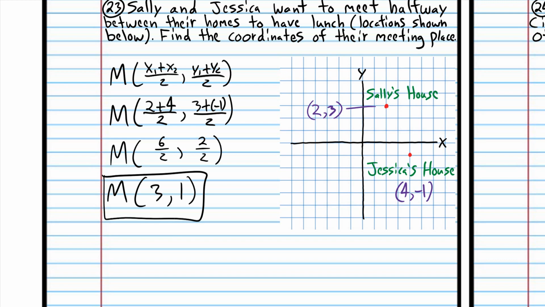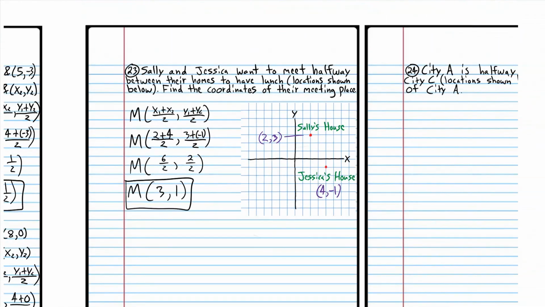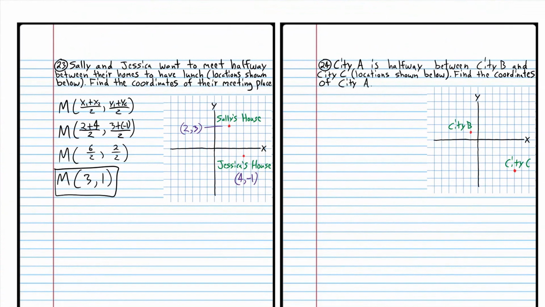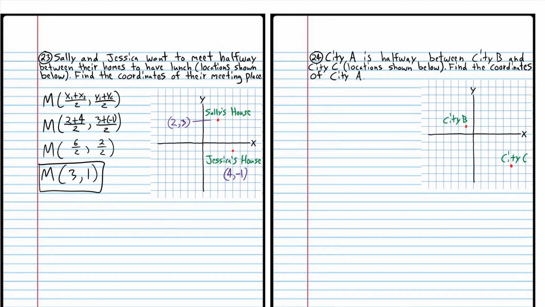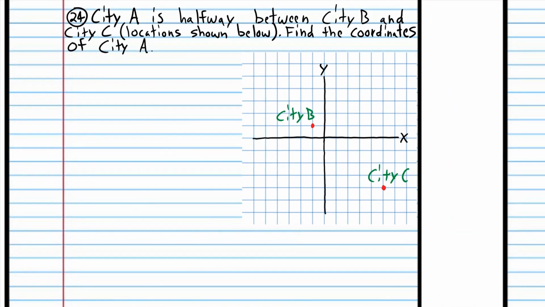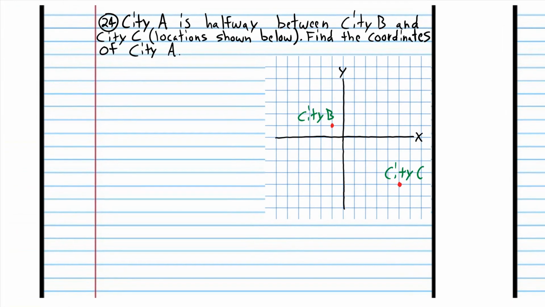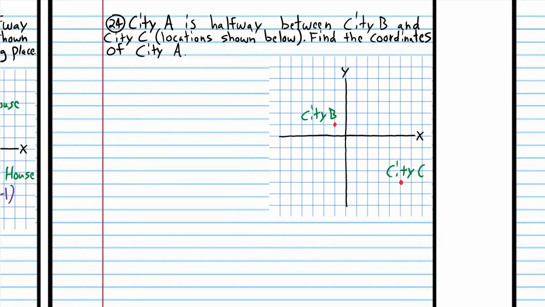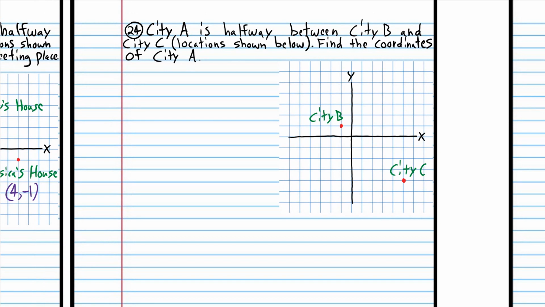So that would be about 1, 2, 3. That would be about here. That makes sense. Should be about halfway between. So as you can see, it's pretty easy. The only difference is you're given a graph rather than given the actual coordinates in ordered pair form. So why don't you try number 24, and when you come back, we'll do it together.